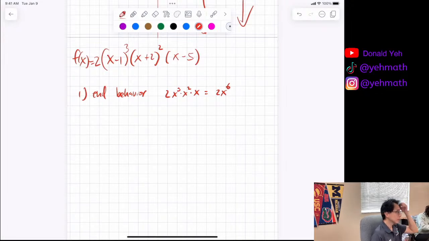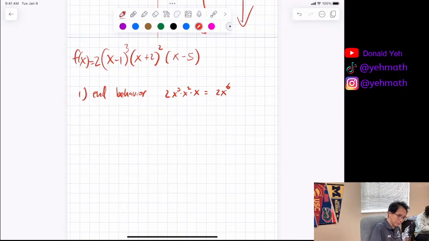Hopefully you know how to multiply the exponents. It should be x to the 6. Did you guys get x to the 6? It's true, x to the 6. The 2 in the front doesn't matter, it doesn't influence anything. If it were negative 2, that would influence something.